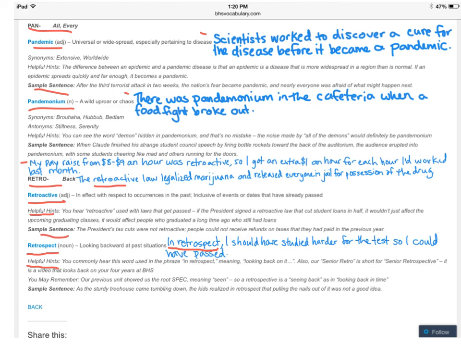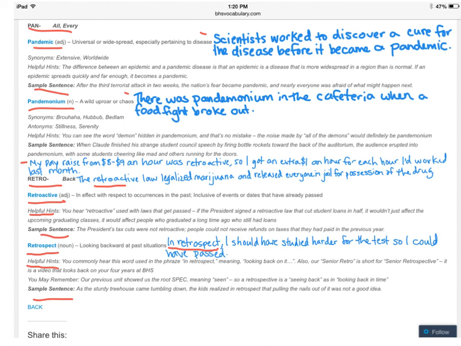So you'd say, in retrospect, I really should have studied so that I would have passed. You didn't realize it at the time, maybe you thought the test was going to be easy, but in retrospect, looking back, you now see you made a poor choice. The sample sentence says, as the sturdy treehouse came tumbling down, the kids realized in retrospect that pulling the nails out of it was not a good idea.